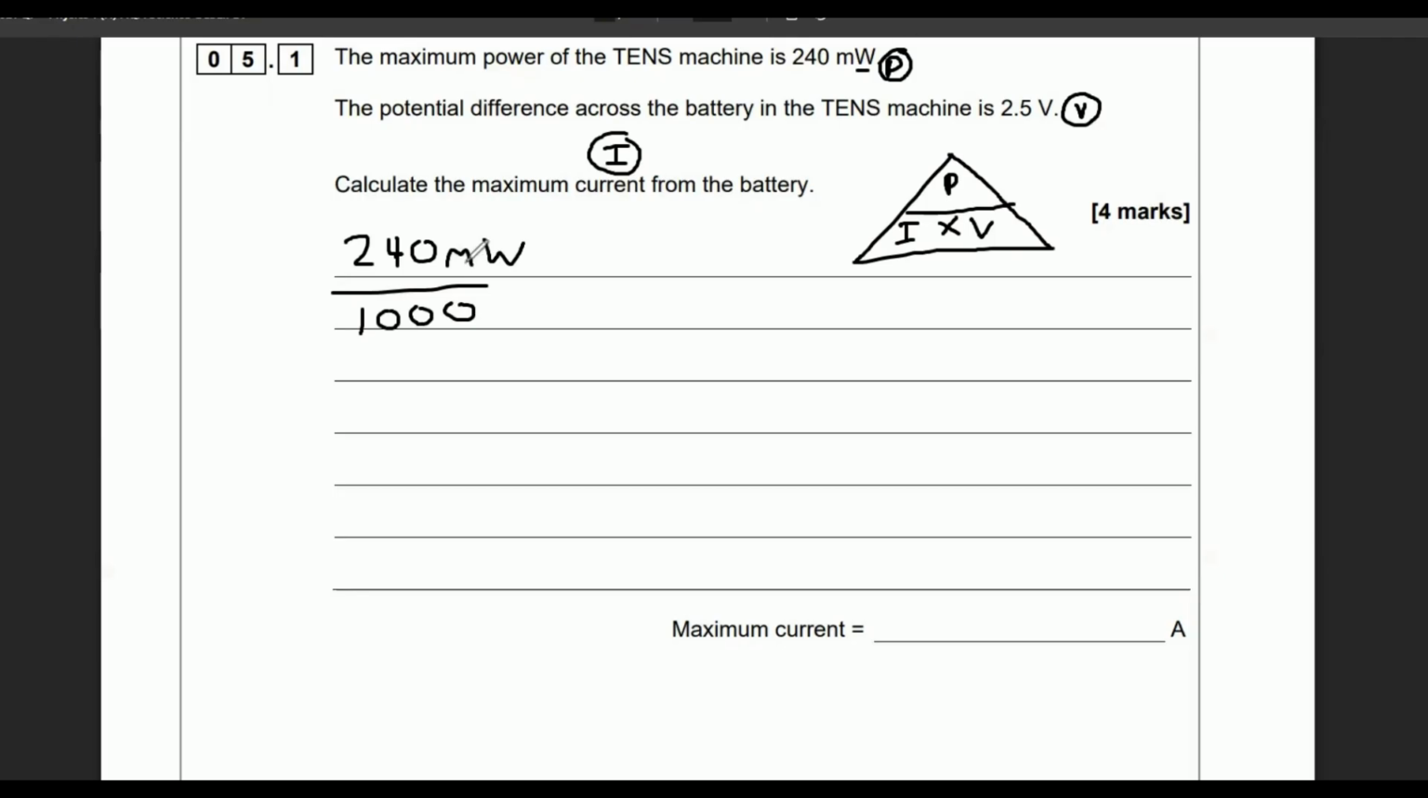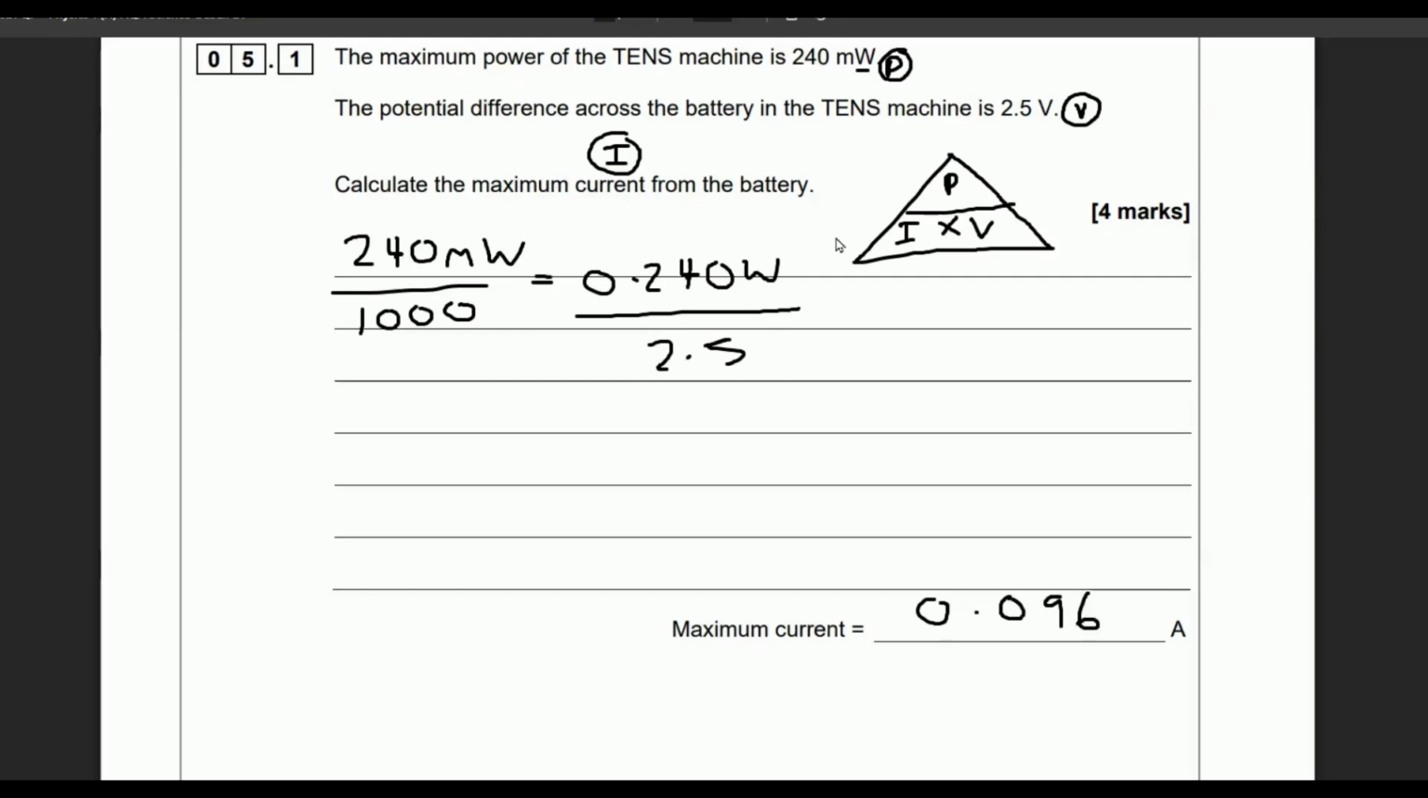So it's really important that you look at the units of your data. Here it's milliwatts, so we divide by 1,000. We're going to get 0.240 watts. Power is always in watts. We need to find the current, so we're going to divide that by 2.5. And the maximum current on our TENS machine is going to be 0.240 divided by 2.5, and that is going to give us 0.096 amps.